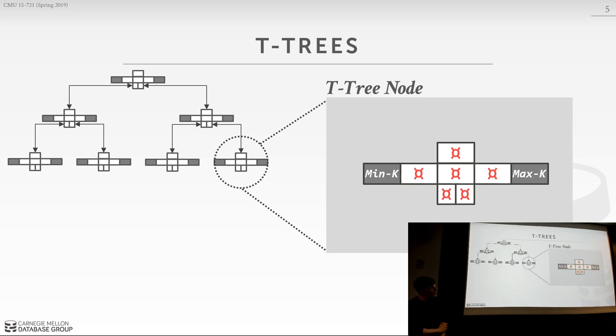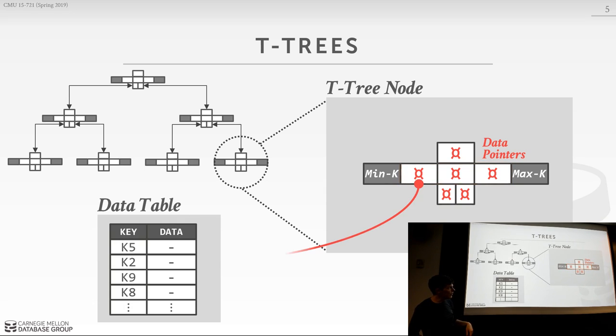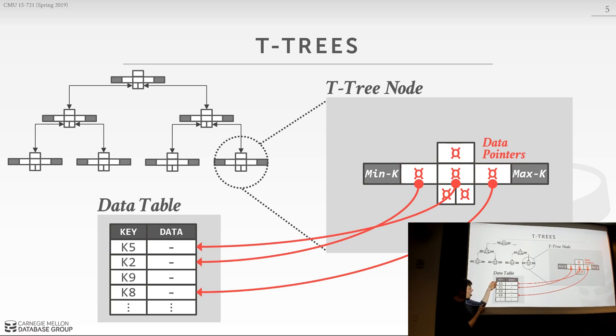So within a single node, you're going to have a bunch of pointers. First, you're going to have the data pointers. These are just pointers out to the corresponding tuples that they're mapped to, right? So say I'm building this node here. I have key 5, key 2, and key 8. I'm not going to store copies of those keys in the actual node itself. I just have a pointer there, right?